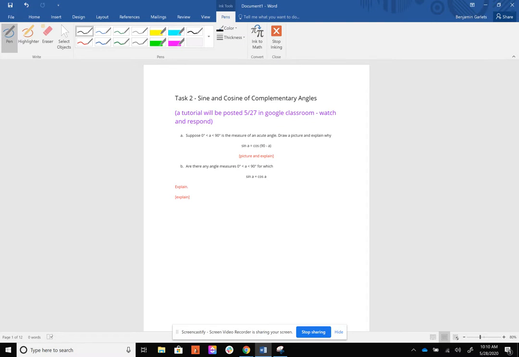Thinking back to complementary angles, when we've got two angles that add up to give you 90 degrees. So when we have a right triangle, the two angles that are not right are going to add up to 90. So let's take a look at part A here.